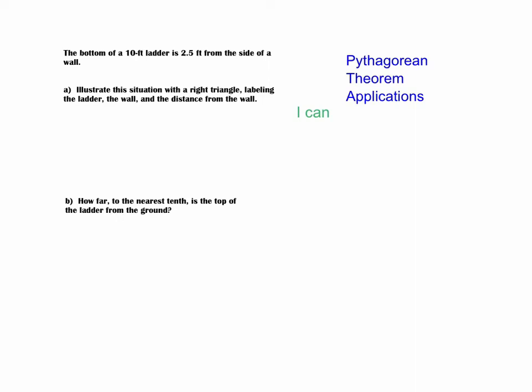Okay, so we have learned what the Pythagorean theorem is, and we have learned how to use it to find sides in a right triangle if we know two other sides. Today, we're going to use the Pythagorean theorem, I'm going to abbreviate it, in real-world applications.